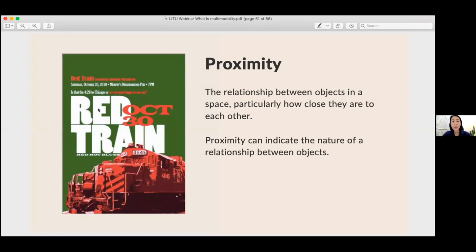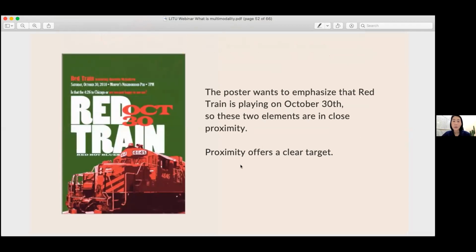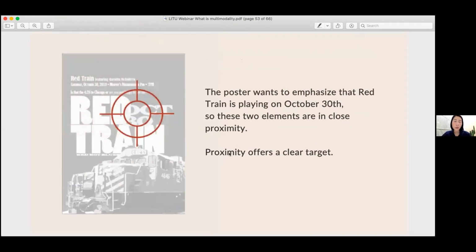As you can see here, the words Red Train and October 30th are very close, or overlapping onto one another. When you put two elements very close to each other on a page, it suggests to your readers that these two things come together, right? Like I mentioned, proximity offers a clear target. Your eyes might go directly towards these first, because you read Red Train and October 30th together, and you know that the Red Train is playing on October 30th or things like that. So if you put things closer together, it suggests that these two things are a part of one another.